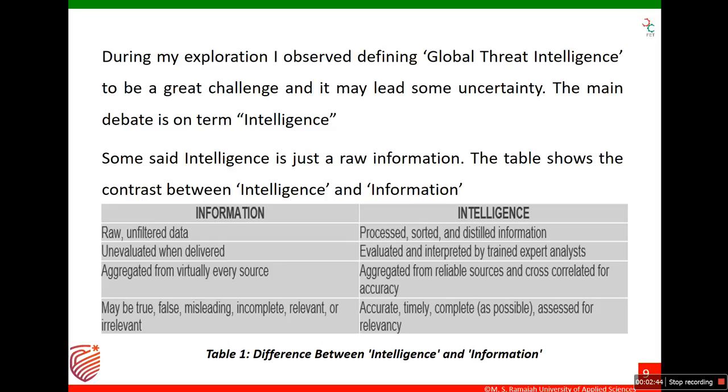Information is unevaluated when delivered. Intelligence is evaluated before delivering, which is done by experts. Information is aggregated virtually from every source, but intelligence comes only from reliable sources. Information can be true, false, misleading, or incomplete, but intelligence won't be false. It will be accurate and correct. That is the main difference between intelligence and information.